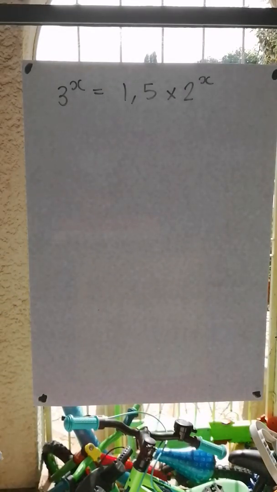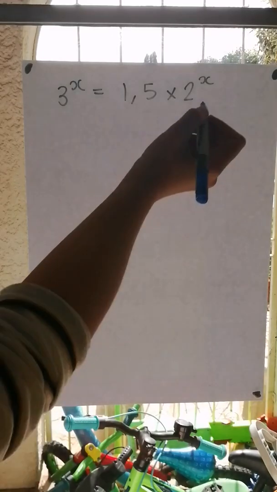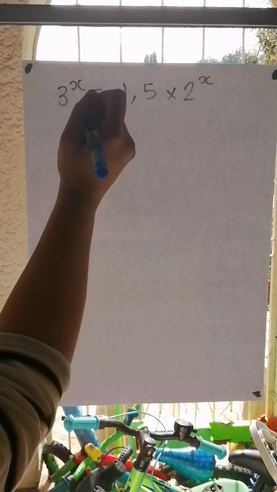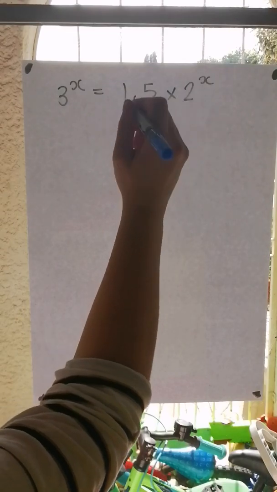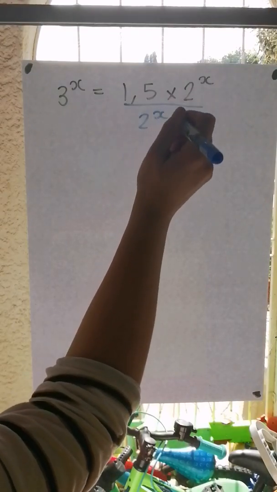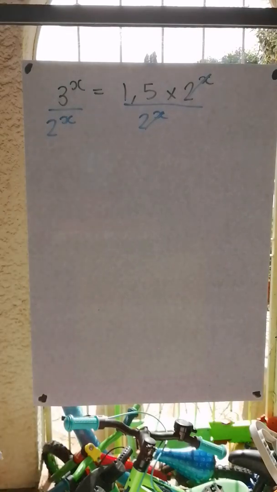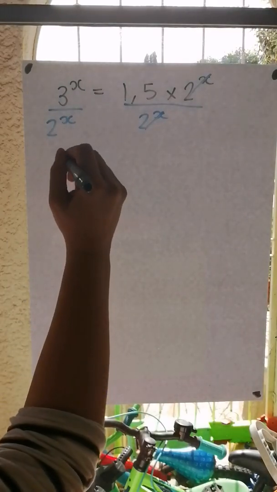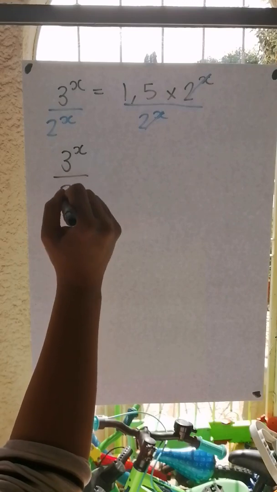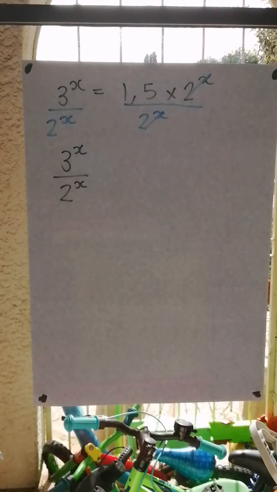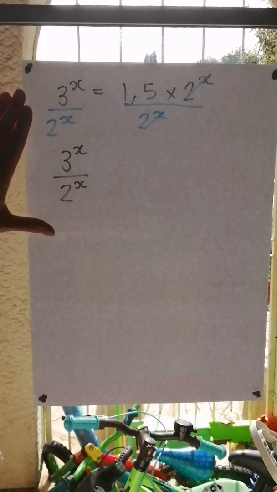So I'm going to get all my x's to one side. And how would I get this x over to this side? Okay, well, what's the opposite of timesing? I would divide this by 2 to the power of x because that and that cancels, and I divide this by 2 to the power of x. So I end up with 3 to the power of x over 2 to the power of x. So that solves my problem of getting all my x's to one side.